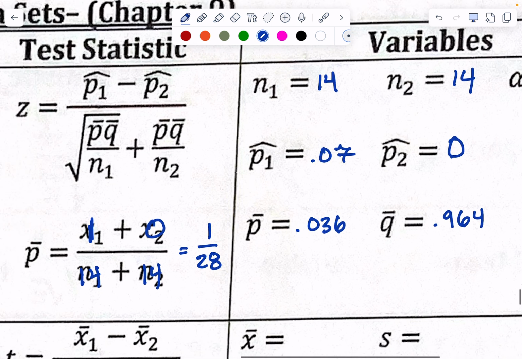We're going to plop all those numbers in there. So I've got 0.07 minus 0, over 0.036 times 0.964, plus 0.036 times 0.964, all over 14. This formula makes it look as though the bar only goes over the first one, but the bar should go over the second one as well. Square root of the whole thing.